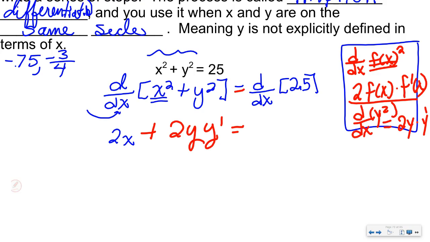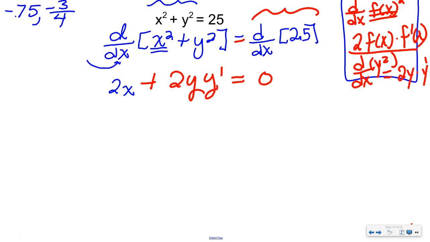On the right-hand side, what's the derivative of any constant? 0. Yeah, this is the function y equals 25. It's a horizontal line. Doesn't matter what x is, the derivative everywhere on that horizontal line is 0. So remember, I'm trying to figure out what y prime is. I'm trying to figure out the slope of the tangent line.